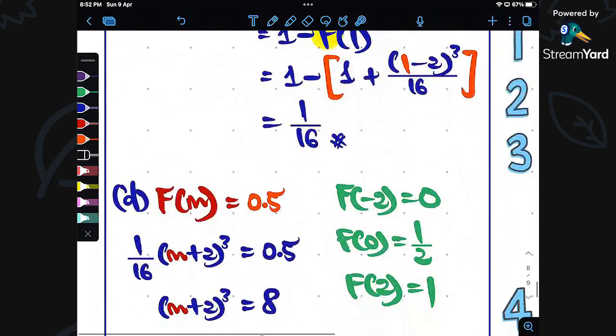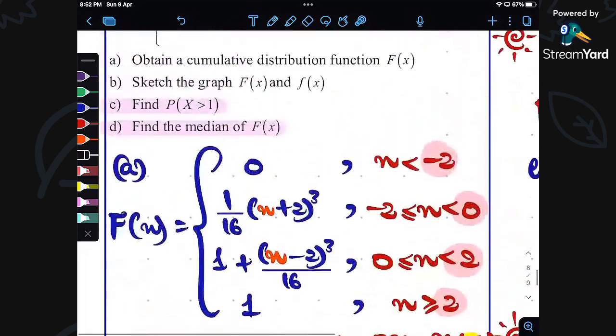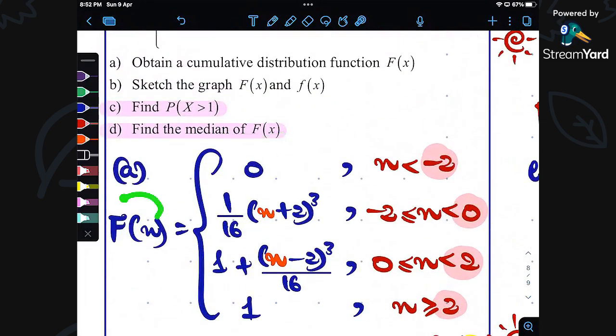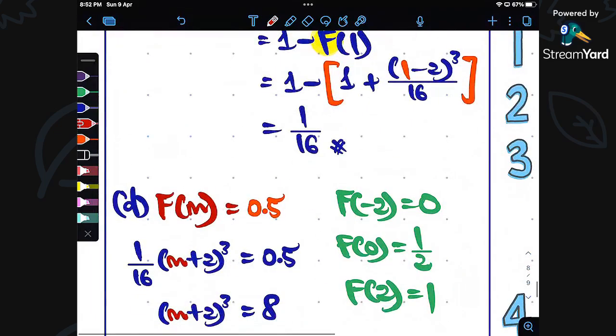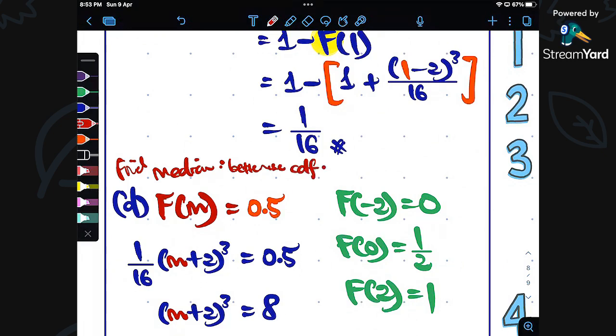And so the final part is finding the median. So median of the cumulative. Okay, median is always easier. I would say easier. It's not that you cannot find it using the PDF, you can, but it's easier if you use the CDF because it is more direct. You know that? So remember, when we want to find median, better use the CDF. All right, it's better and easier. Okay, so here we go.